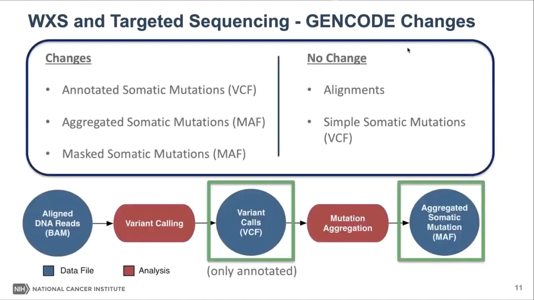So the changes that were done for GENCODE here is that the annotated somatic mutations, the annotated VCFs, have been replaced with the v36 version. The aggregated somatic mutations, which are the ensemble maps, the controlled ensemble maps, were also replaced, as well as the open access ensemble maps that are also called masked somatic mutations. The files that didn't change were the alignments and the simple somatic mutations, which were the raw VCFs.